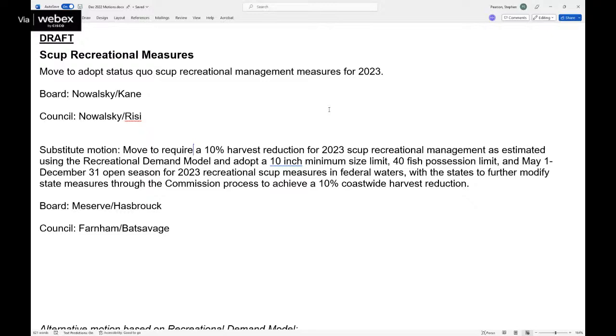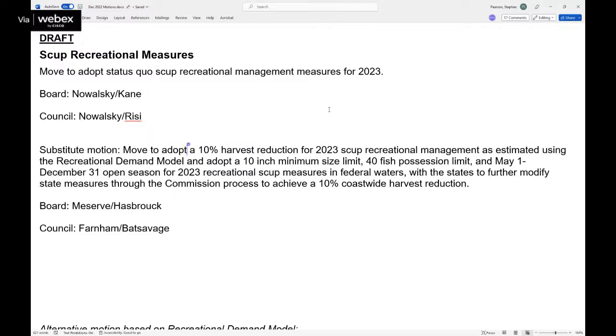So are you suggesting removing the recreational demand model language? That is correct. Well, I guess we can consider it. I'll look to the makers. I would be comfortable with that change. It still achieves the same outcome for me. Thank you. Dan? Yep, agreed. Emerson? Yes, I'm good with that. Thank you. Chris? Yes.